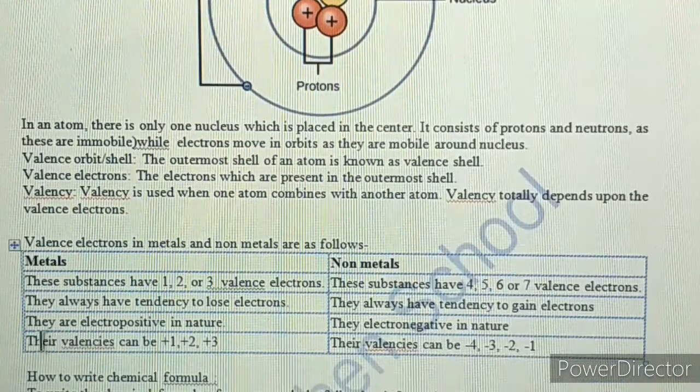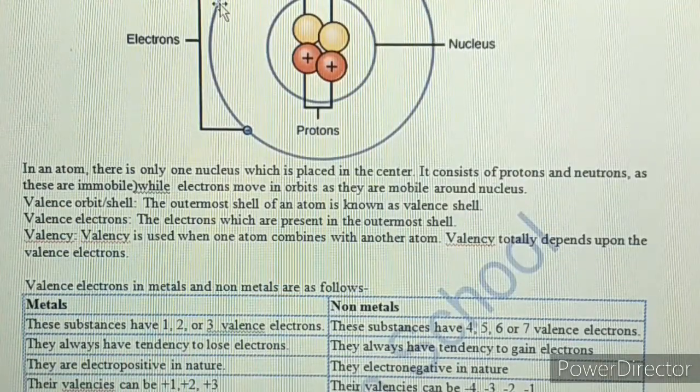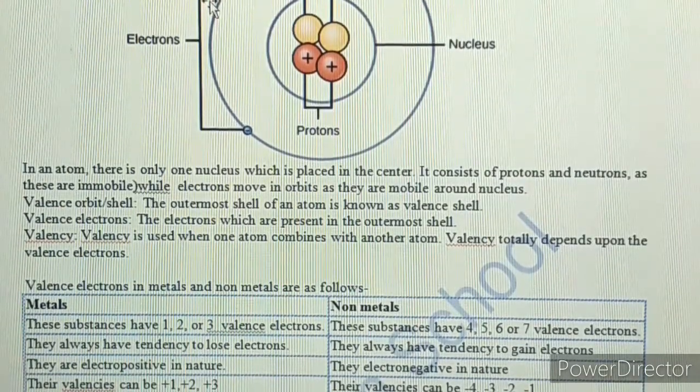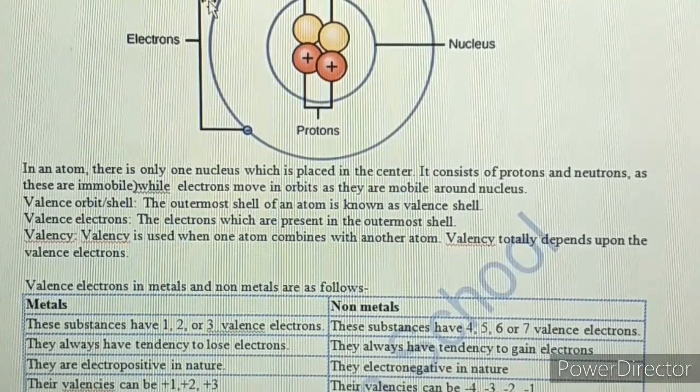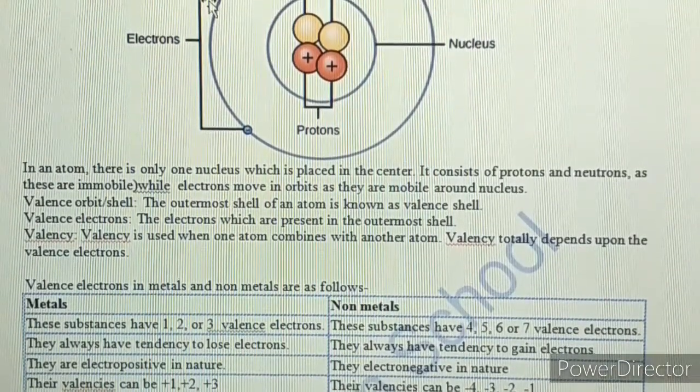Now the second point is what? They always have a tendency to lose electrons. See, when these electrons are 1, 2 or 3 in number in the valence shell, they always have a tendency to lose electrons.